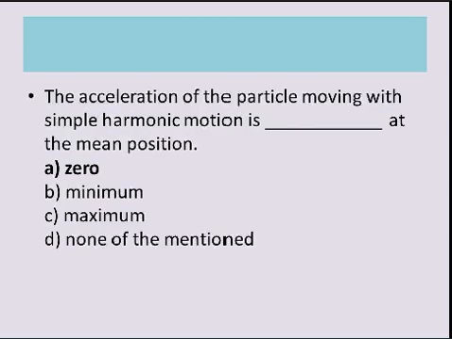The acceleration of the particle moving with simple harmonic motion is dash at the mean position. Here they are talking about the acceleration. So acceleration of a body is 0 at the mean position. It is 0 at the mean position and maximum at the extreme points. So the correct answer is A, that is 0.